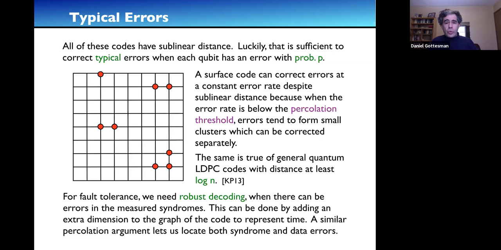Okay, but remember I said that the error correction procedure itself has to be fault tolerant. One feature of that is that when you measure a bit of the error syndrome, you measure one of these local constraints to try to figure out where the error is, that measurement itself can be wrong with some probability that's also kind of order p. So in order to compensate for that, we need a decoding algorithm that can take that into account. And that's one of the things that makes surface code decoding hard.